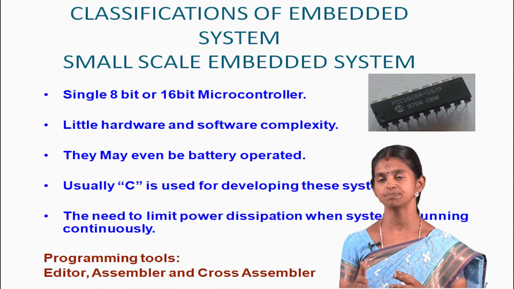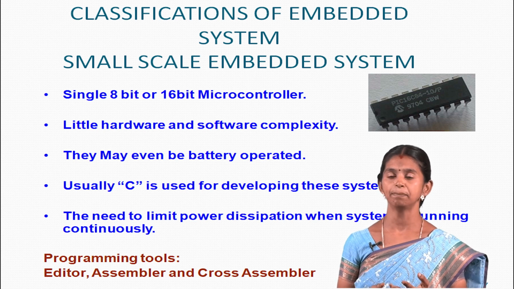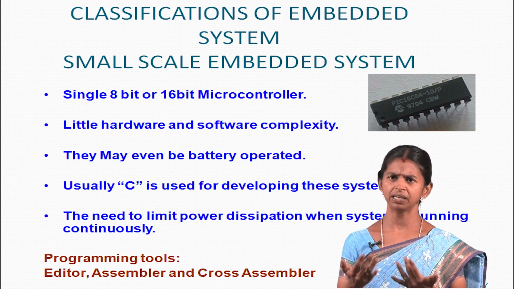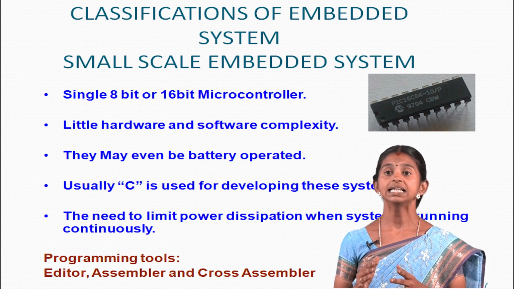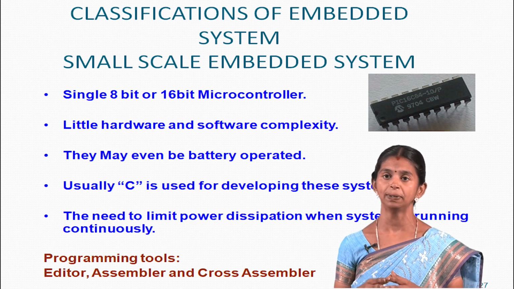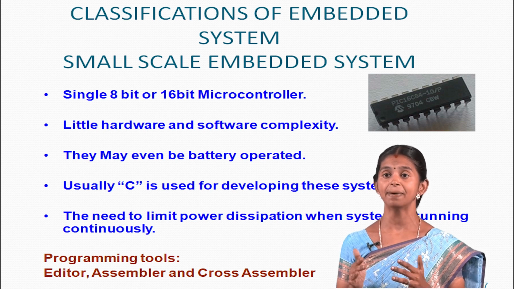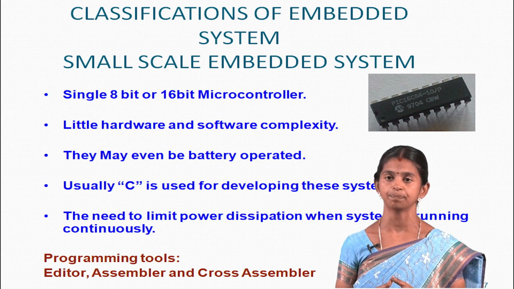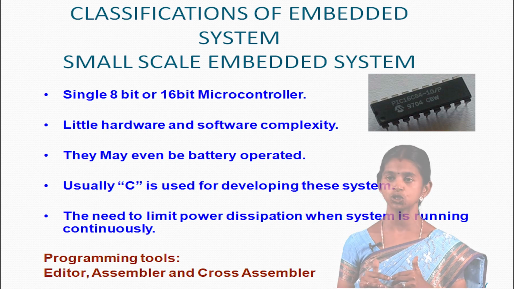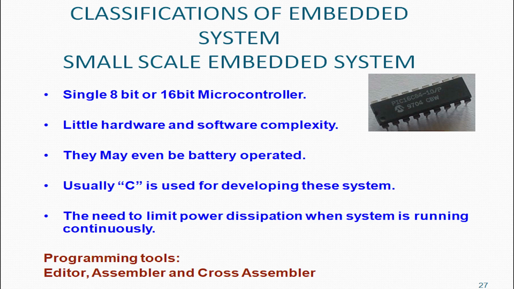Classification of embedded systems. Small scale embedded system. It consists of a single 8-bit or 16-bit microcontroller, with little hardware and software complexity. They may even be battery operated. Usually C is used for developing this system. They need to limit power dissipation when the system is running continuously.